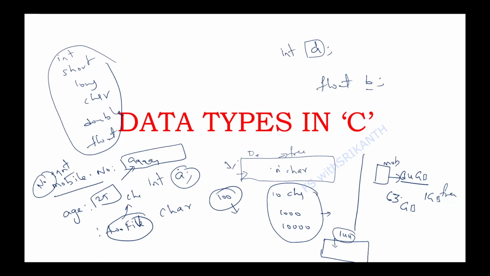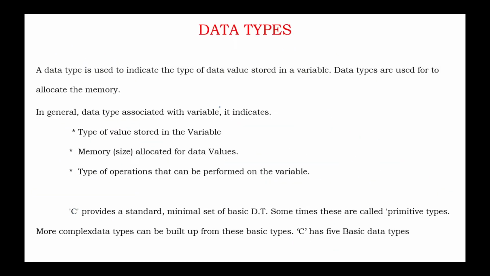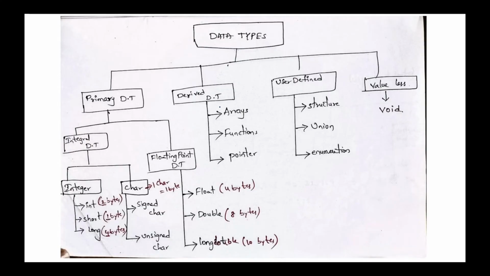So here, these are primitive data types, right? Integer, character, float, double and void. There is one more: void is also one of the data types. So these are primitive data types. Just observe, these are data types. This is a diagram. Up to here, these are primitive data types.